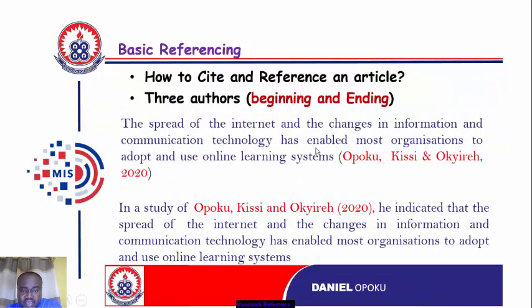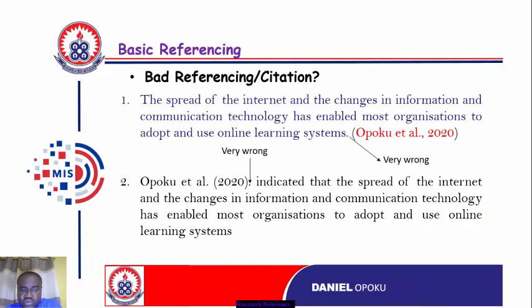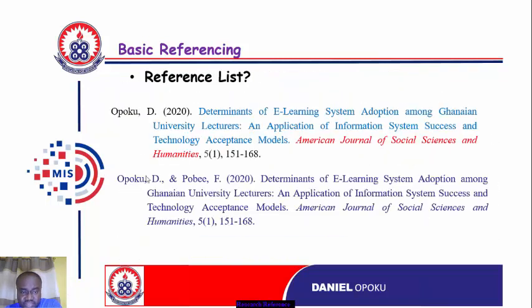So when you go back again to the end of your work, or this presentation, you realize that this is the article. You have the journal name, where it was published, American Journal of Social Science. The volume number is 5, the issue is in brackets, 1, and the page number is 151 to 168. Hope is clear. So this is just the first basic presentation on how to do your referencing. I'll keep on giving you more tutorials to understand your work.